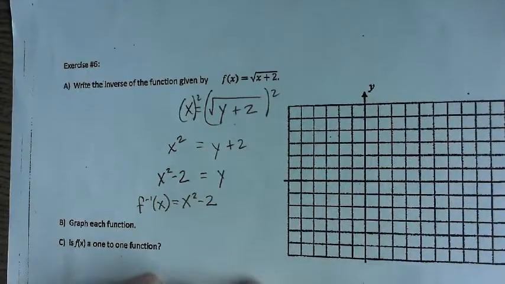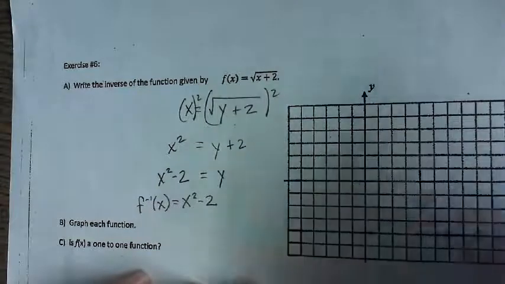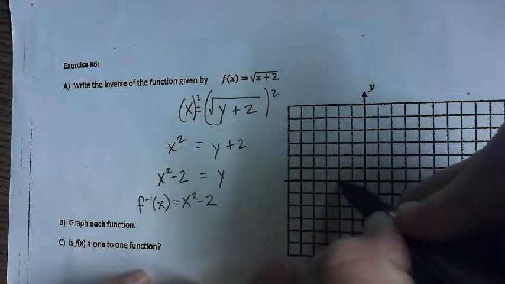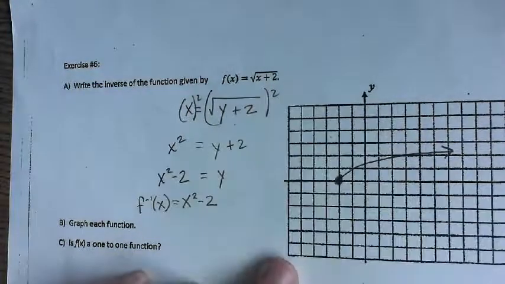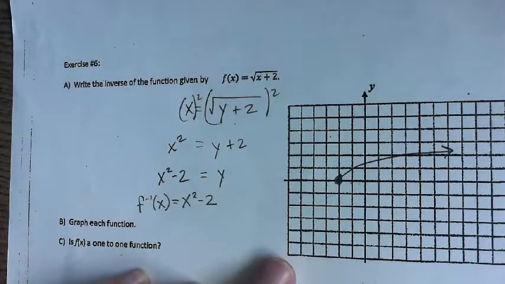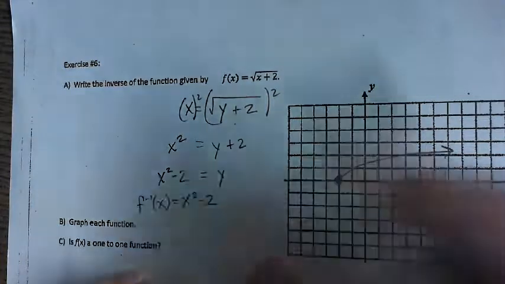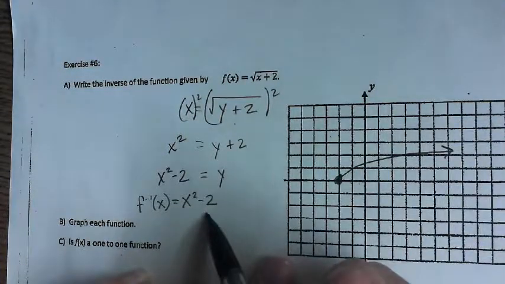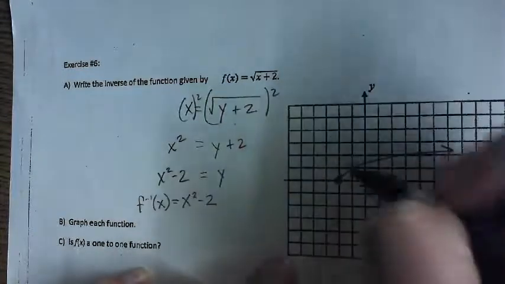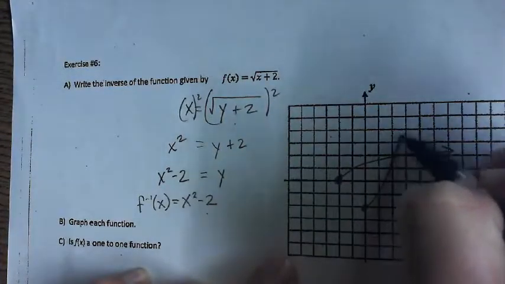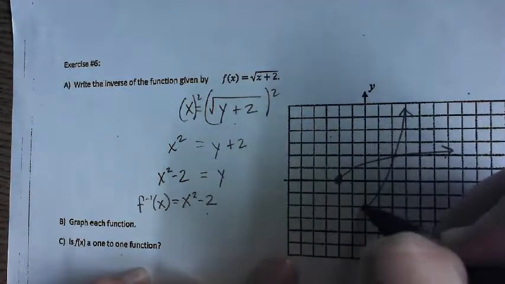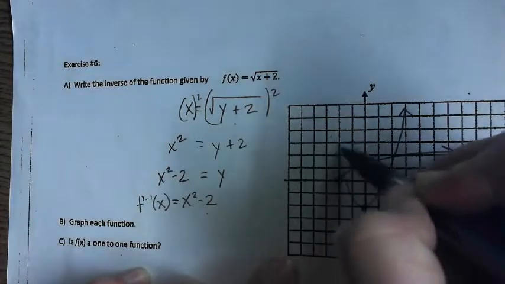So a quick graph of each function. The square root of x plus 2 is shifted left 2. So it's going to be something like that. The inverse function, which is x squared minus 2, is a parabola shifted down 2, yes? So shift that down 2, and it will be something like this.